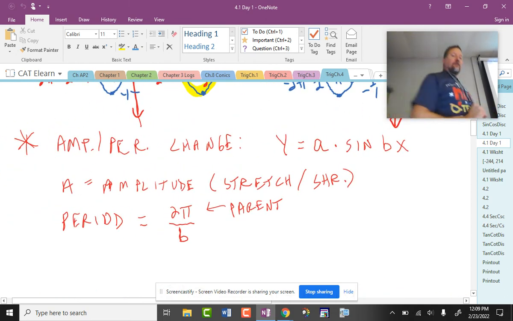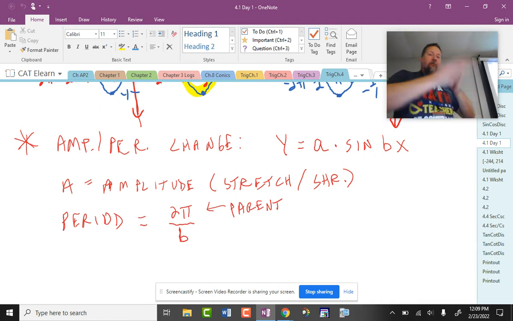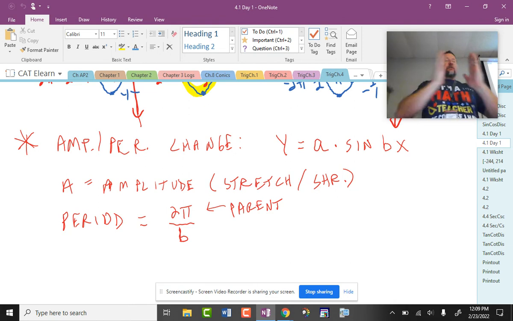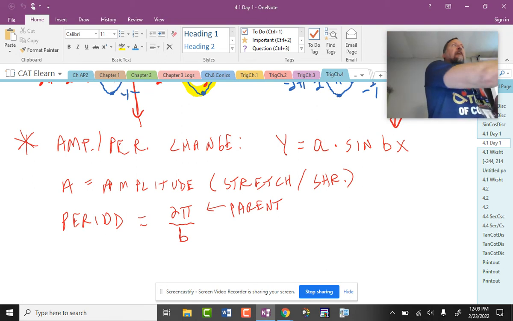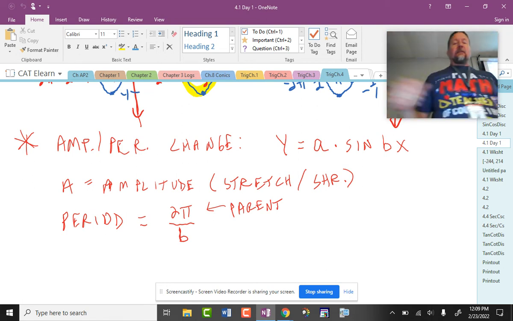The parent function is 1 sine 1x. A is a stretch shrink factor. B actually stretches and shrinks horizontally, which changes the period. Period, the word means where does the sine curve end, and then it starts repeating itself.